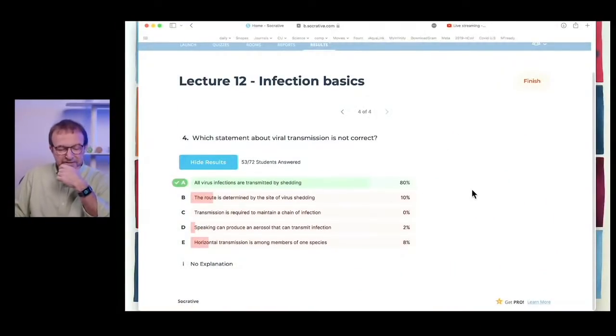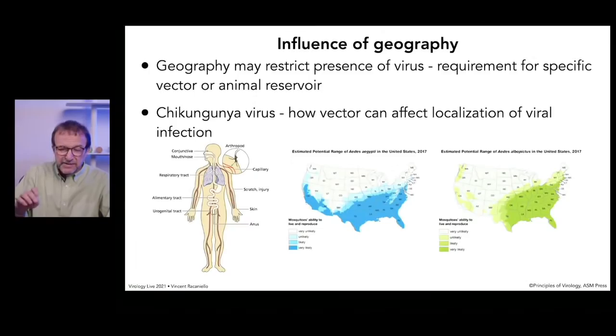Okay, most of you got the answer. A, all virus infections are transmitted by shedding. Not all are transmitted by shedding, right? Some of them by vectors, germline, etc. The route is determined by the site of shedding, for sure. Transmission is required for a chain of infection. Speaking can produce an aerosol. Horizontal is among members of one species. Those are all correct. All right, let's wrap this up.